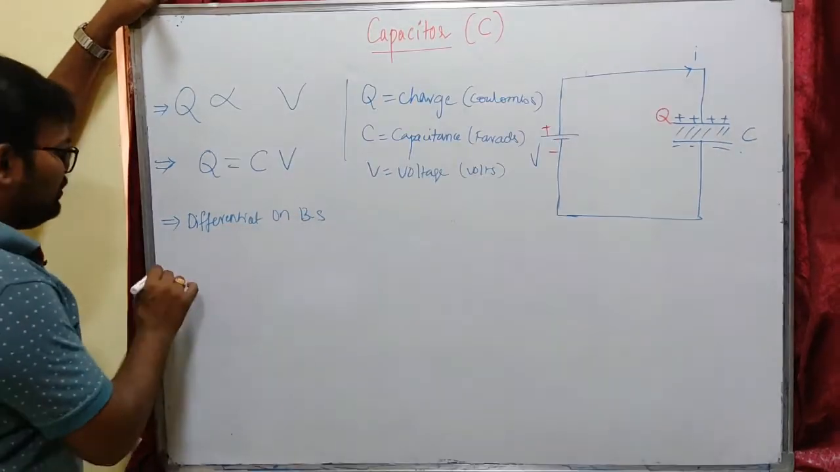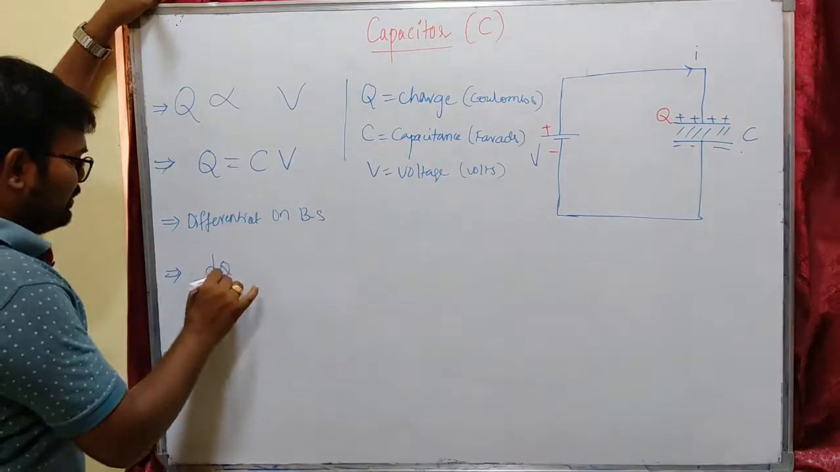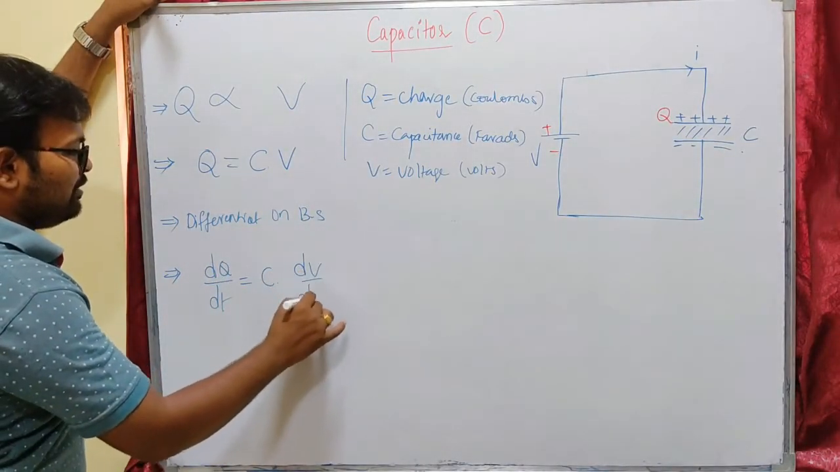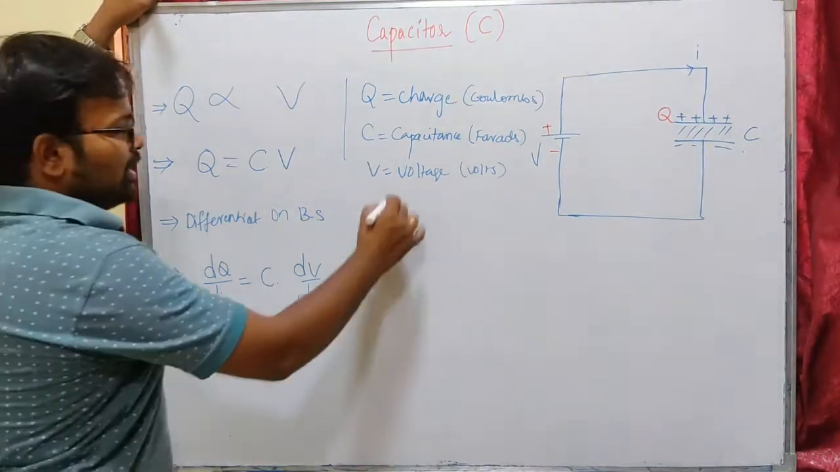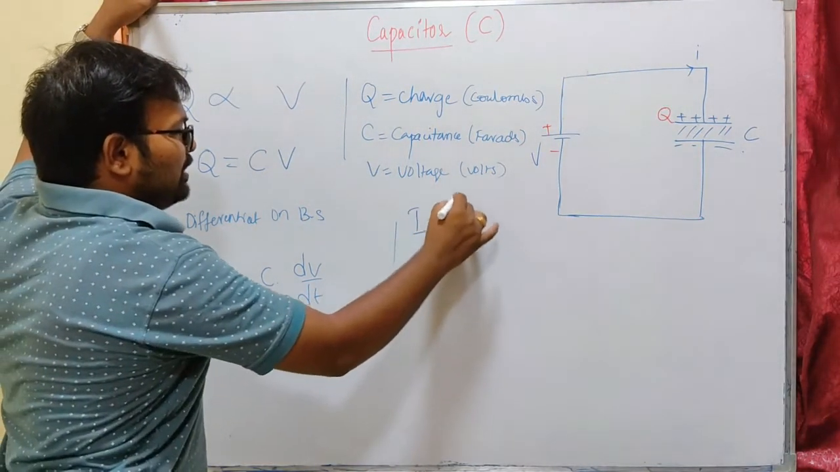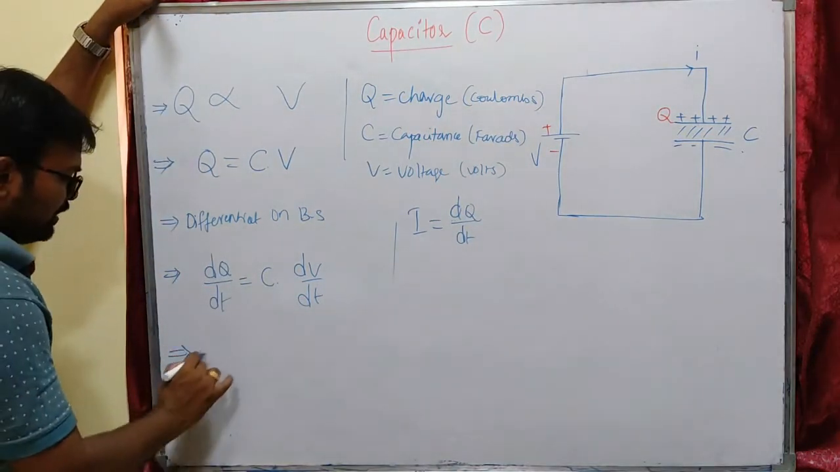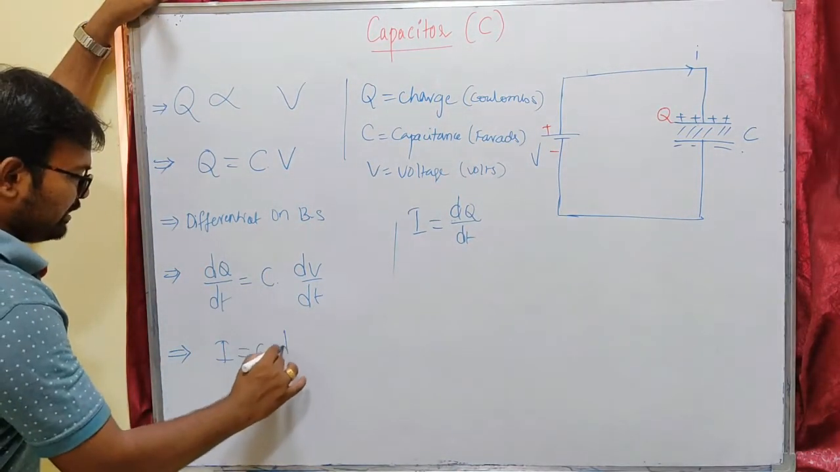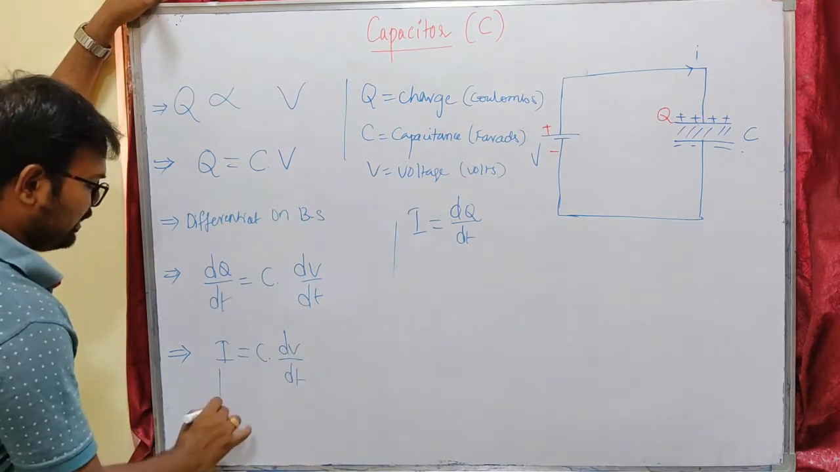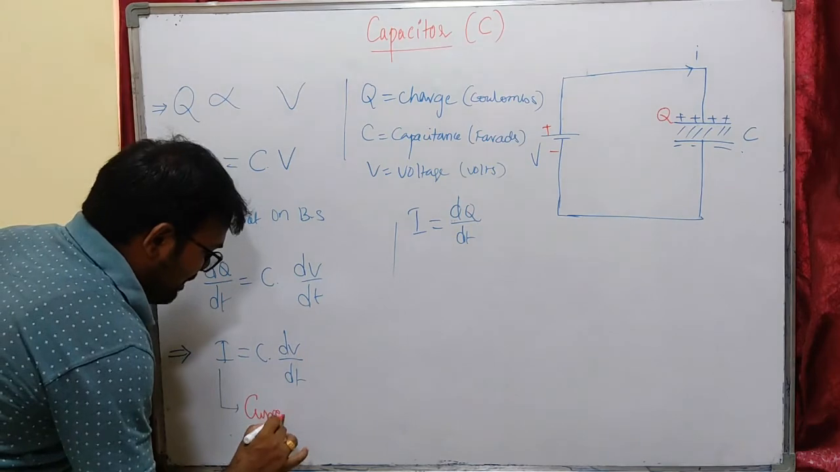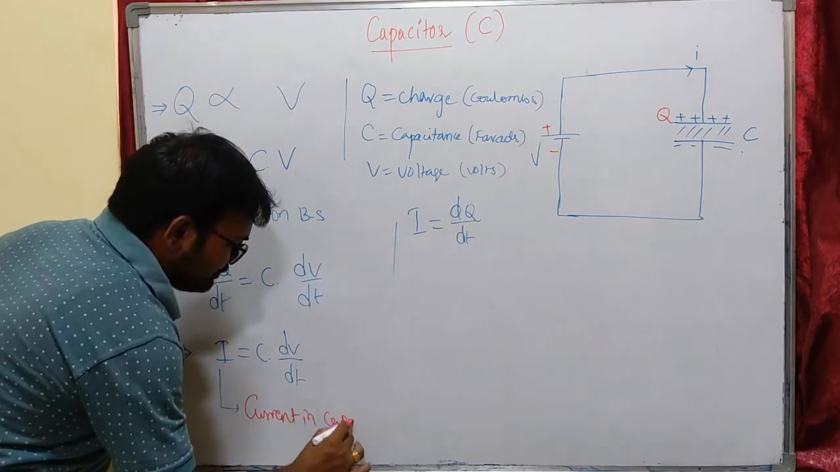Now let us differentiate the above equation on both sides. What are we going to get? dq by dt equals C, which is constant, so I take it outside, times dV by dt. In the first class I told you about current, which is equal to dq by dt. So dq by dt can be replaced with I. I is equal to C into dV by dt. So this is the current in a capacitor.